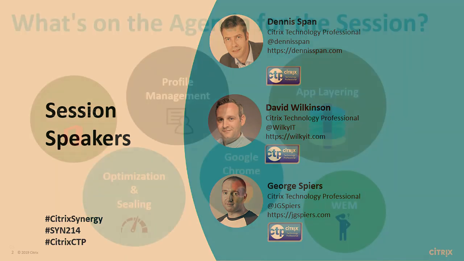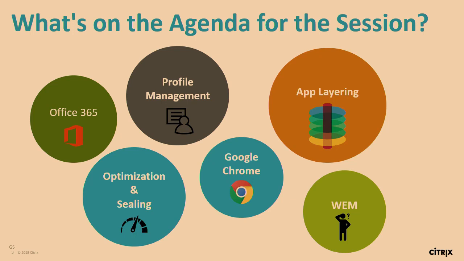So we'll move on into the agenda. We already know today we're talking about tips and best practices, and the technologies we're going to focus on are Office 365, profile management, app layering, optimizations and sealing, Google Chrome, and WEM. So let's get started. Thanks, George.